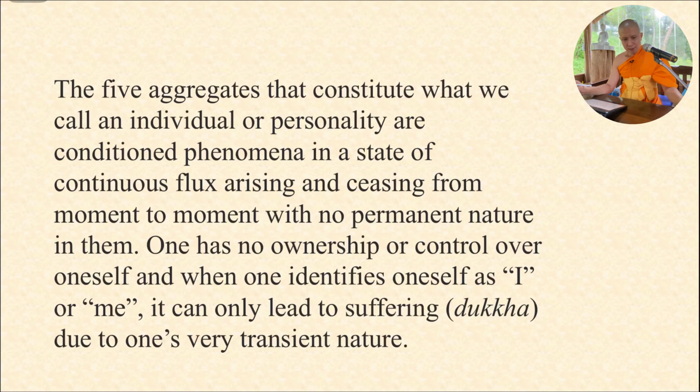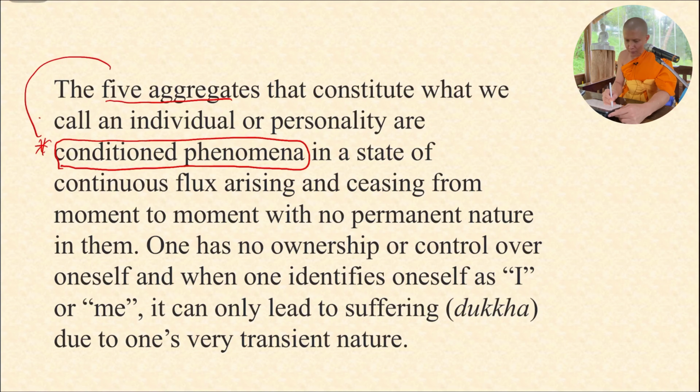And here's another interesting piece of information. The 5 aggregates that constitute what we call an individual or personality are conditioned phenomena. This is the keyword. The 5 aggregates are what? Conditioned. They cannot remain by one particular factor. 5 things put together, actually 6 elements, 6 dhatu: earth, water, wind, fire, space, and vinnana put together become conditioned. And this is called conditioned phenomena, in a state of conditioned flux, arising and ceasing. So it arises, it remains, and it ceases all the time, from moment to moment, with no permanent nature. These 6 elements have no permanent nature. They are arising and ceasing.